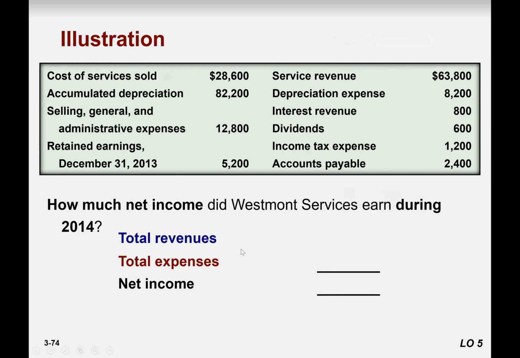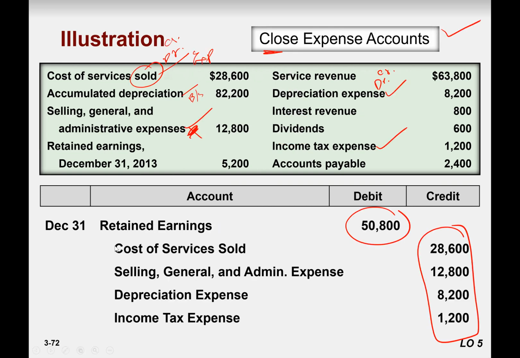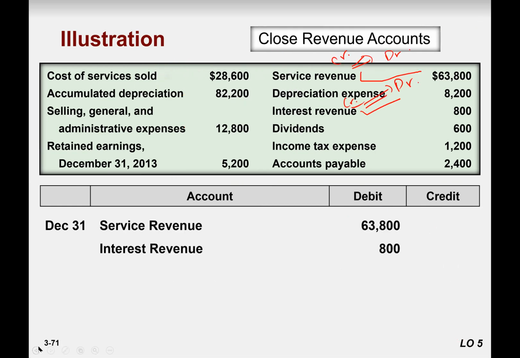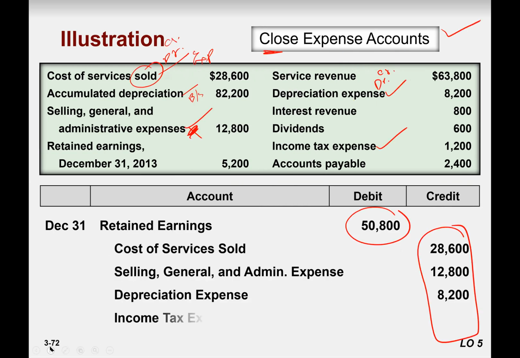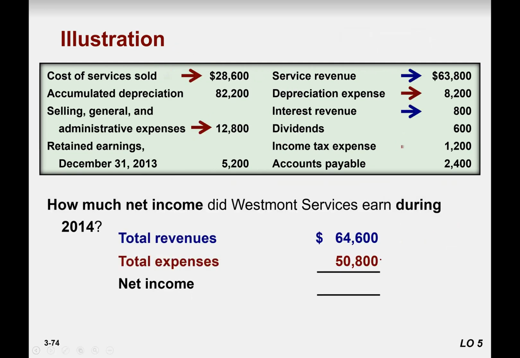And how much is our total income? So we have total revenue. You can find out through the entry as well. These are the expenses, 50,800. Sorry, total revenue, 64,600 are the revenues. Right? And net income is like this. Right? So how we calculated the total expenses, you see?